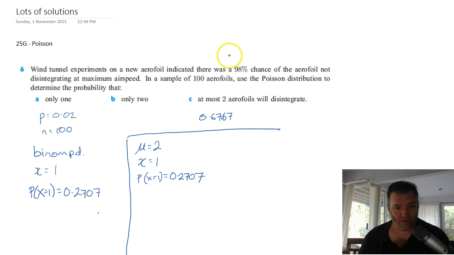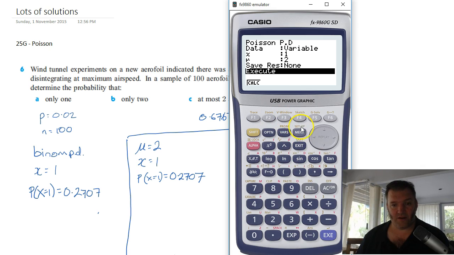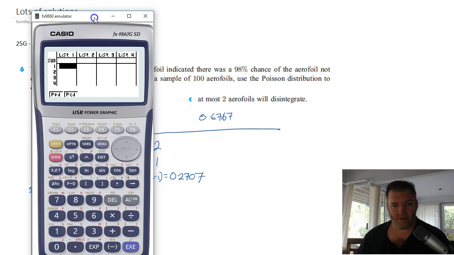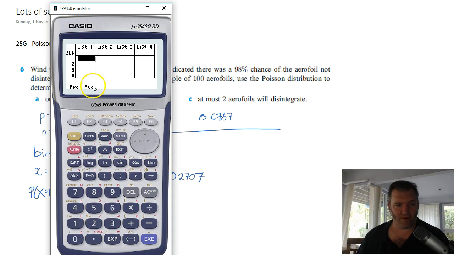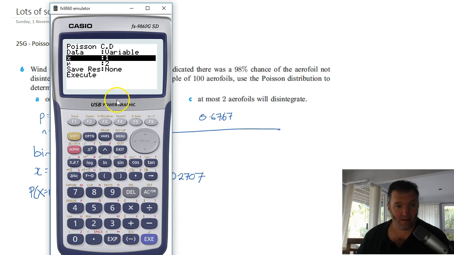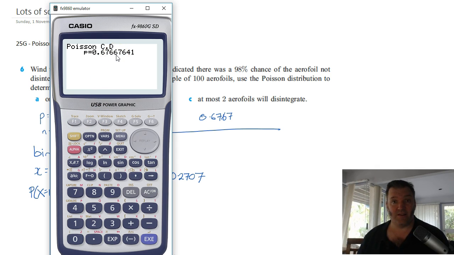Alright, so what about at most 2? So if I want to get the same calculation that we have here, how do I get that calculation again using my calculator? Well, we just exit. So go back to our distribution. Scroll across to Poisson. Now remember, this one says at most 2. So we want up to and including 2. So it's a cumulative distribution. So we use the C. Here, x is 2. That's up to and including 2. The expected number is 2. What happens when we execute this one on our calculator? 0.6767. There you go. So we're getting the same answer.